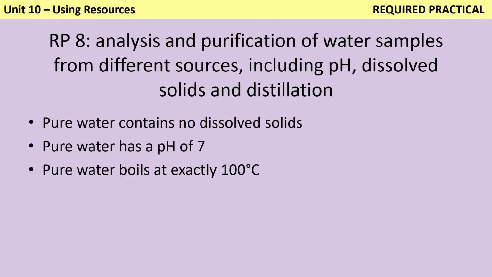Thirdly, you could measure the boiling point. For a pure substance, there is going to be a single, unchanging, sharp boiling point that you can look up in a data book. So for water, this is exactly 100. And if your water is not boiling at 100, then it's not pure water.